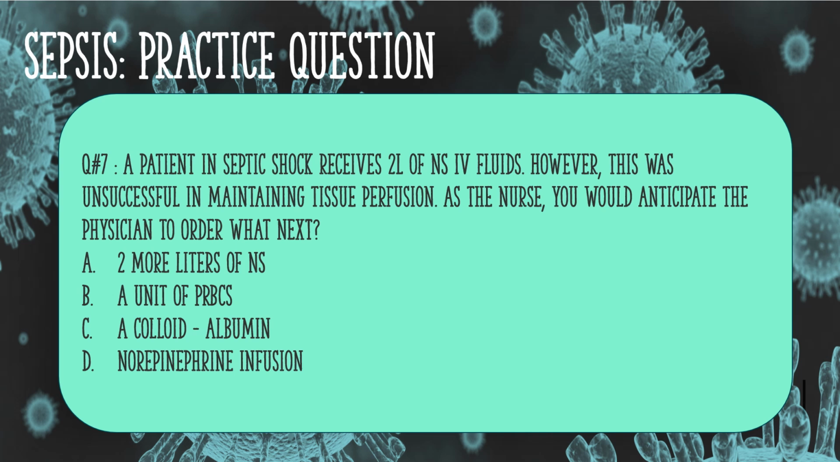Question number 7. A patient in septic shock receives 2 liters of normal saline IV fluids. However, this was unsuccessful in maintaining tissue perfusion. As the nurse, you would anticipate the physician to order what next? A, 2 more liters of normal saline. B, a unit of packed red blood cells. C, a colloid like albumin. Or D, a norepi infusion.